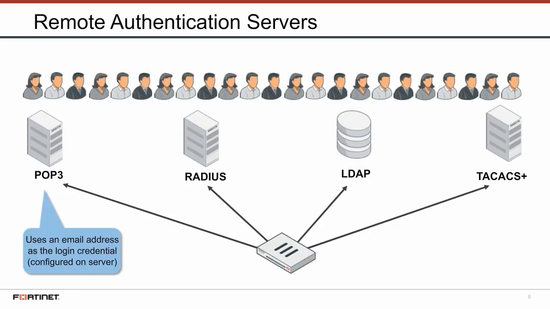FortiGate provides support for many remote authentication servers, including POP3, Radius, LDAP, and TACACS+. POP3 is the only server that requires an email address as the login credential. All other remote authentication servers use the username. Some POP3 servers require the full email with domain, user@example.com. Others require the suffix only, while still others accept both formats. This requirement is determined by the configuration of the server and is not a setting on FortiGate. You can configure POP3 authentication only through the CLI. Note that LDAP can be configured to validate with email rather than the username.